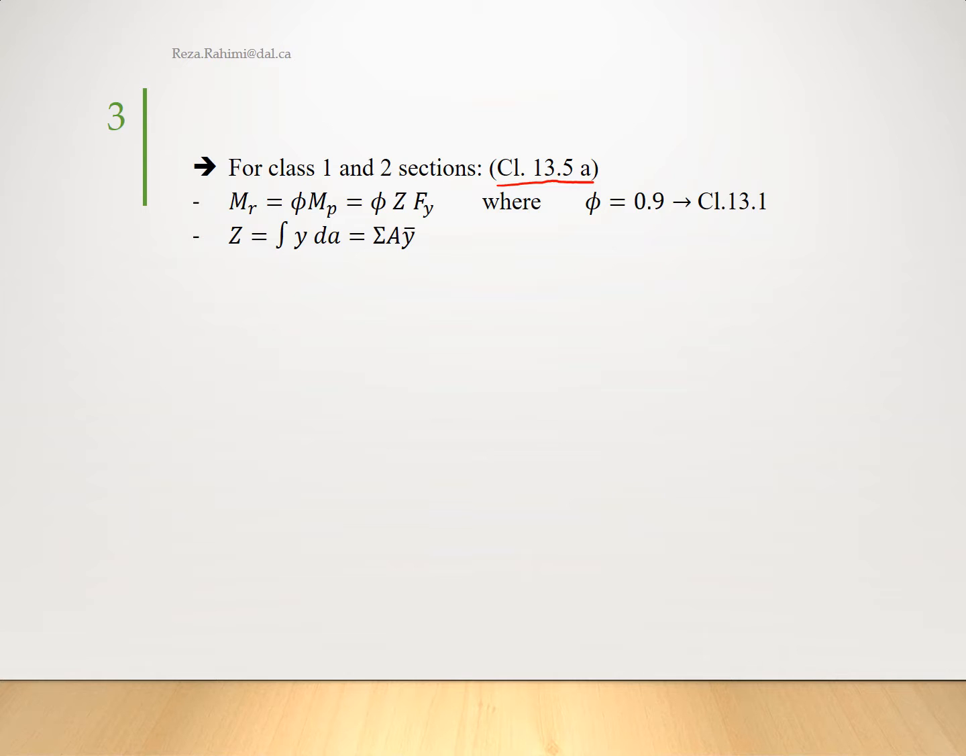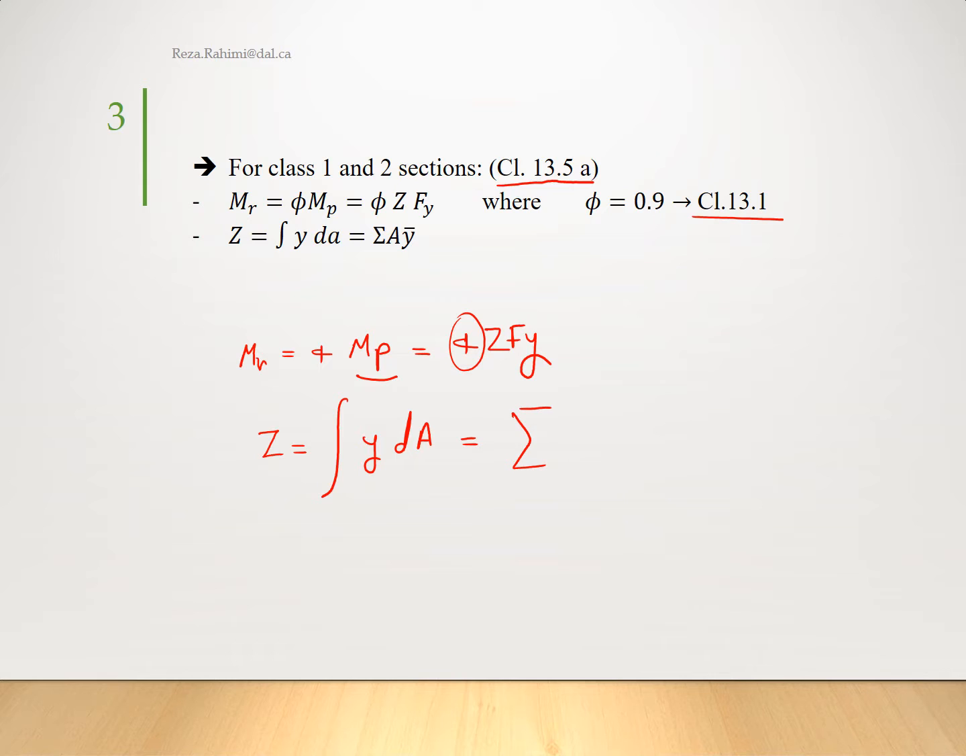MR is equal to phi MP, which is phi Z Fy. As I told you, in class 1 and 2 we can use the plastic moment capacity of the member, and phi can be found from clause 13.1, which here is 0.9, and Z is equal to the integration of y over dA, which is equal to the summation of A y bar.